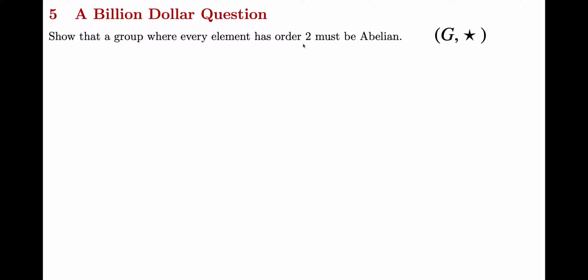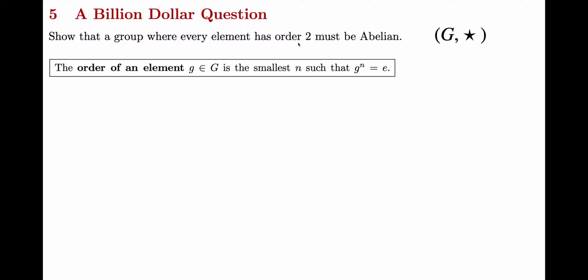Let's remember what it means to be the order of an element of a group. The order of an element, little g, in our group big G, is the smallest n such that g to the n is equal to e, which is the identity element. In our case, every element has order 2, so we can write this down as, for all little g in our group, little g star little g is equal to e, the identity. And we want to show that this group must be abelian.